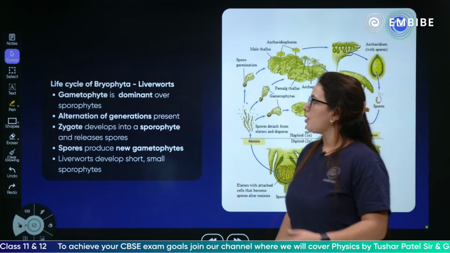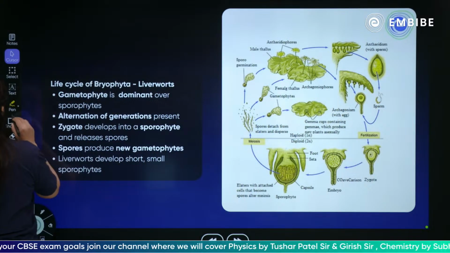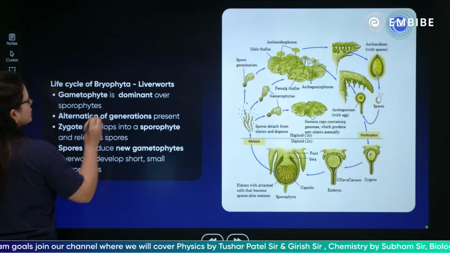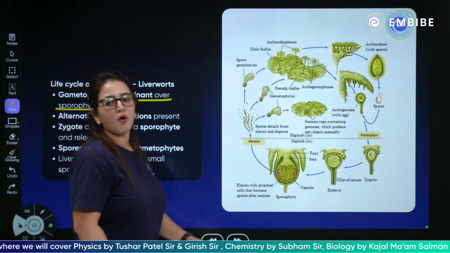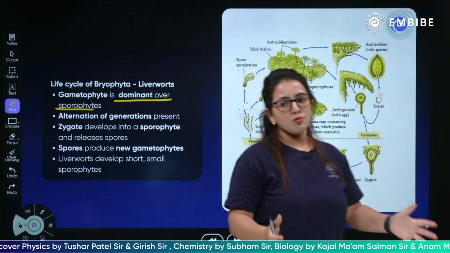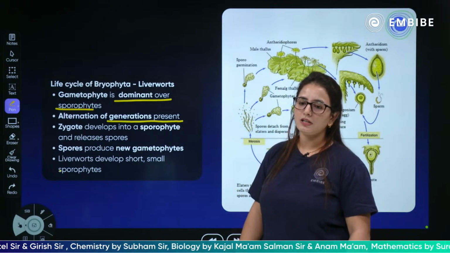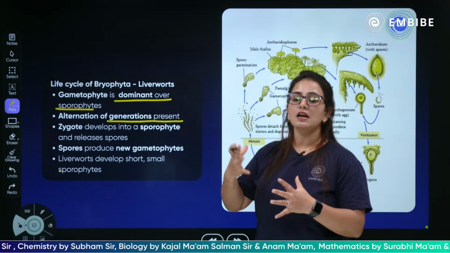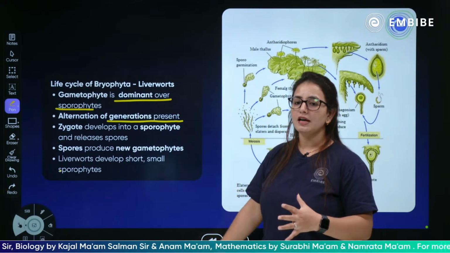So children, talking about the life cycle of the bryophytes or the liverworts, they basically have the gametophyte, which is dominant over the sporophyte. Yes, the gametophytic body is dominant over the sporophyte. There is an alternation of generation present. What is alternation of generation? That there could be a sporophyte, there is a gametophytic stage, there is a protonema stage. So there is alternation of generation.